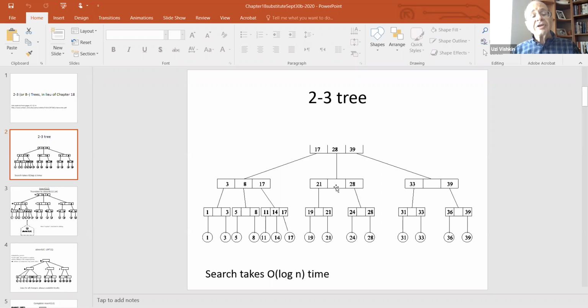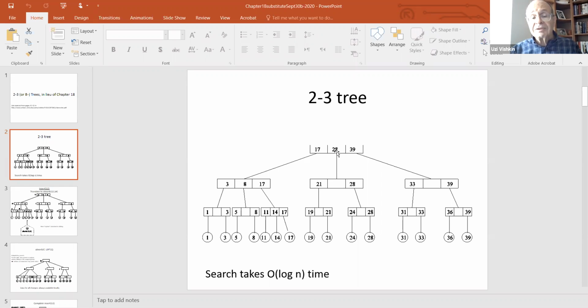Okay, so the next thing I want to demonstrate is how you can do search in logarithmic time. So give me a key. Let's say the key is 30. And you ask me, do I have 30 in the tree? So what will you do?